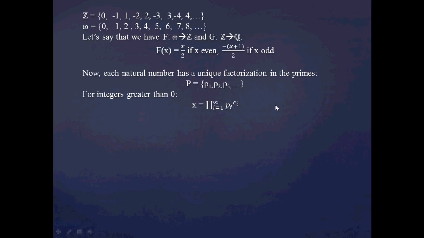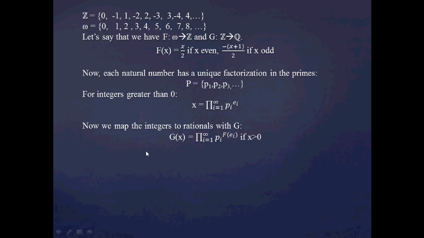Now the argument is going to be as follows. For integers greater than 0, that is everything except 0 in the positive direction, let's call it x, it's possible to write out the prime factorization in the following form, where I have the infinite product over i of p_i to the e_i. That is to say, it's possible to multiply out all of the primes, and they're going to be raised to these unique exponents, the e sub i's.